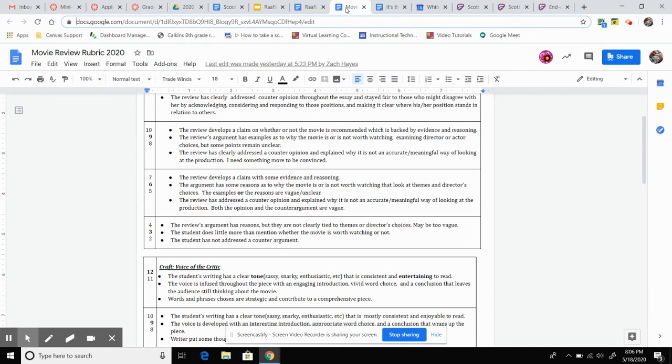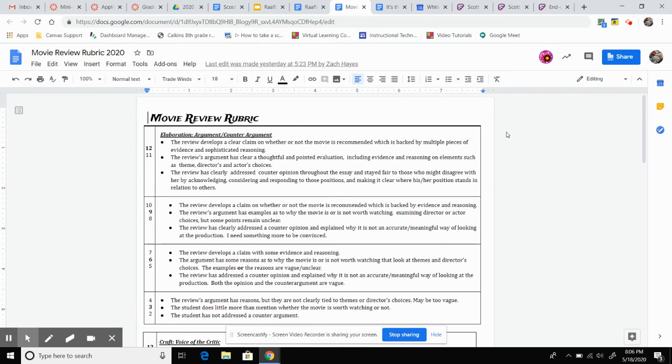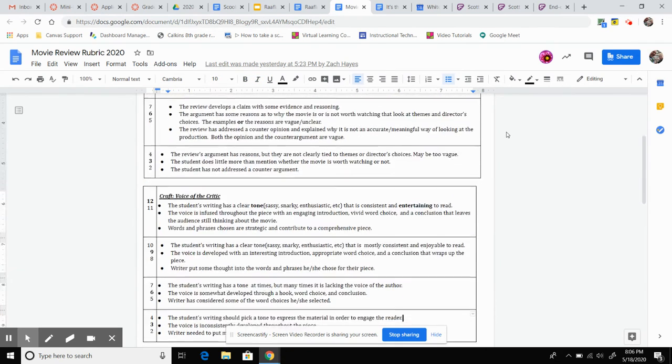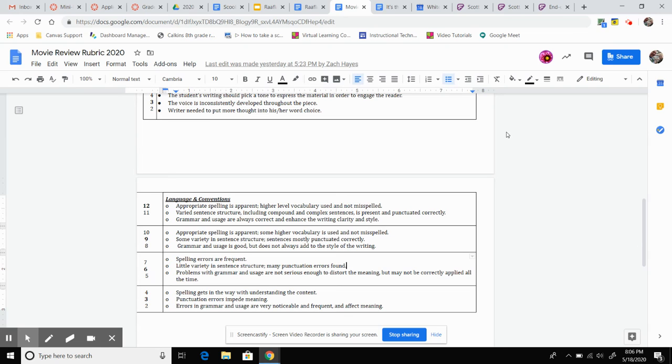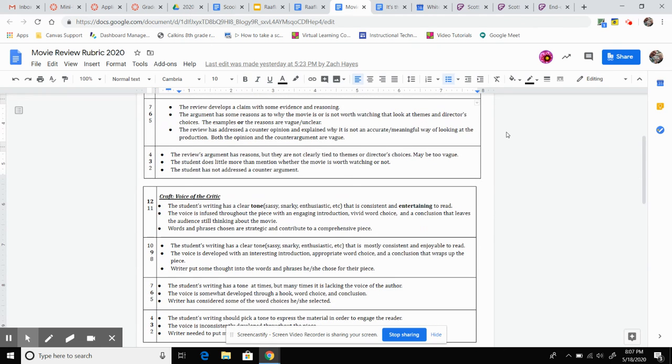I also linked today a copy of the rubric. So if you want to be looking at that as you go, we're looking at elaboration, argument, and counterargument. We're looking at your overall craft, your voice of the critic, that it doesn't sound robotic, that it has some personality, it has some of you in there, which makes it hopefully a little bit more entertaining. It is a review, it is opinion, so you want it to be interesting. And then, of course, the third item as well, language and conventions. You clean up any spelling errors, punctuation, those good things that we've been working on all year long. So that rubric is linked in the module as well.